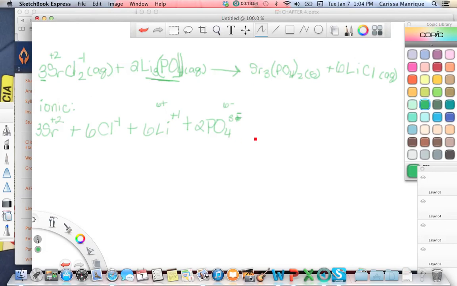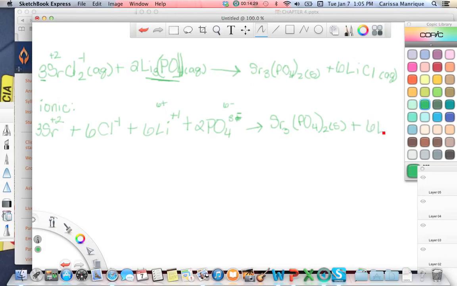Okay, now let's go to the next one. Now this one's easy. It's a solid, so it doesn't break up, so it's going to stay exactly like that. You don't have to do anything to it, you just rewrite it. Sr3(PO4)2, and this stays as a solid. Okay, now plus, let's do the next one. Lithium, how many lithiums will I have? 6.